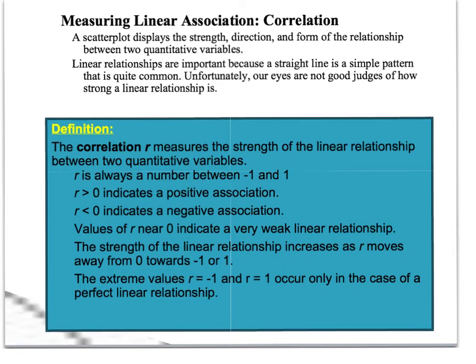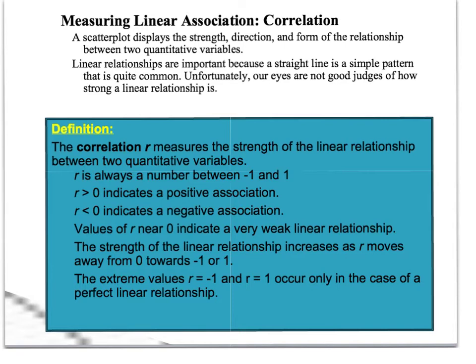Okay, unfortunately, we can't always trust our eyes in looking at a scatter plot and determining how strong a line is that goes through the middle of all the points. So we've come up with a mathematical way of describing this through what is called the correlation coefficient, which is abbreviated R. It measures the strength of the linear relationship. R is always a number between -1 and 1.